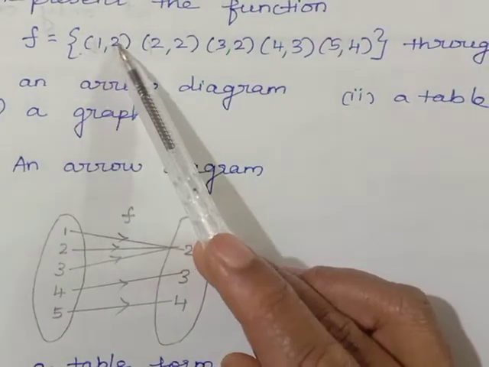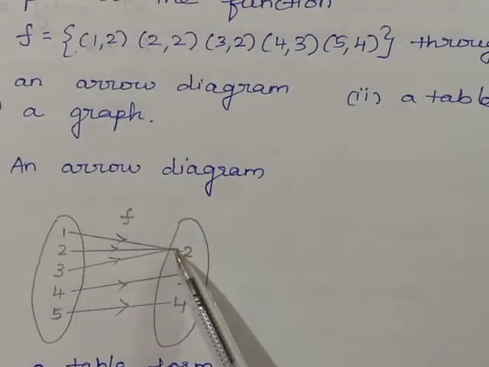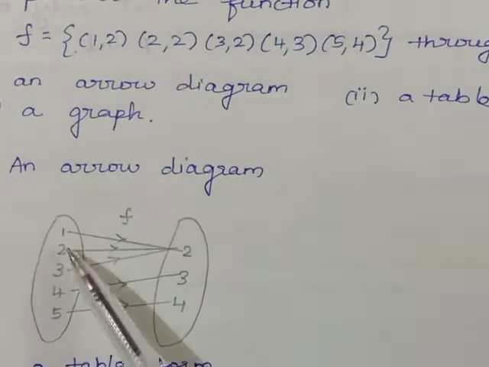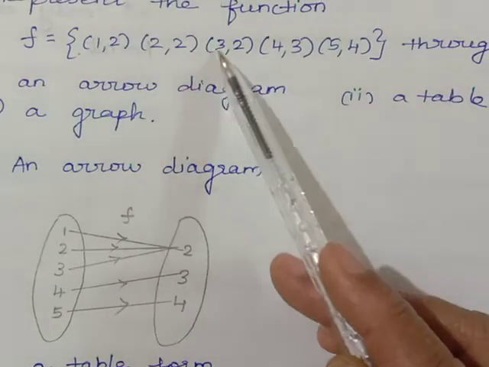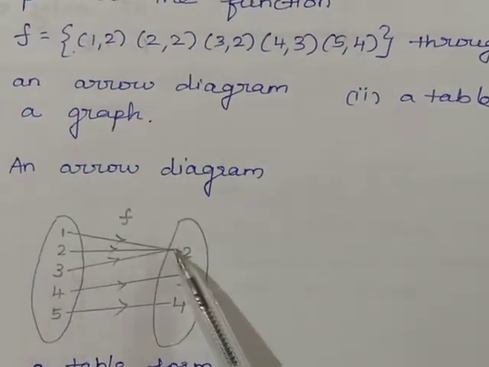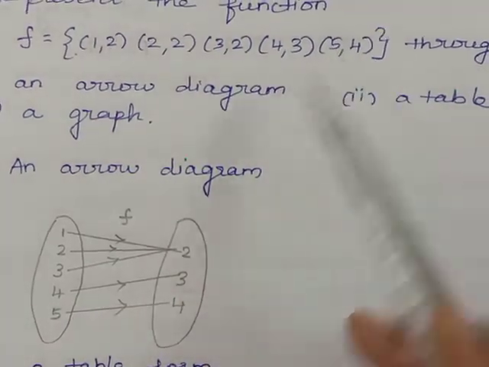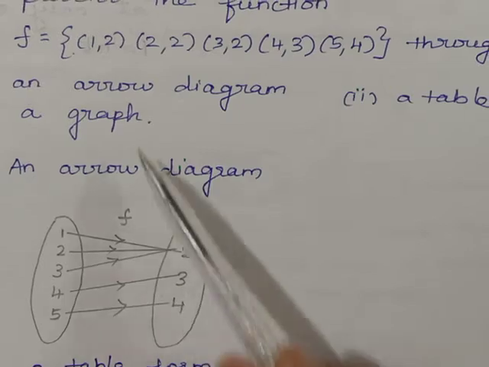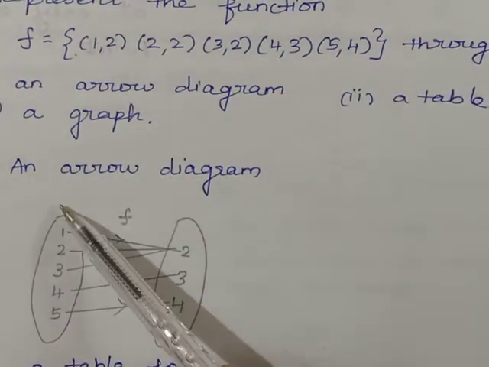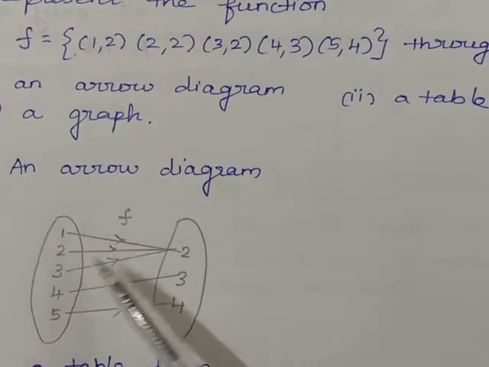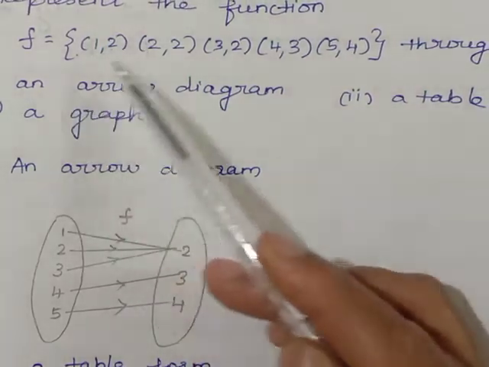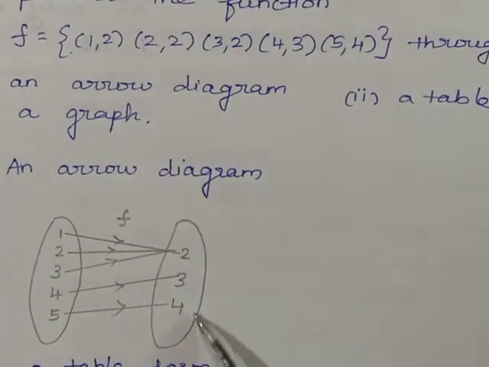So (1,2): 1 is mapped to 2. Then (2,2): 2 is mapped to 2. (3,2): again 3 is mapped to 2. (4,3): 4 is mapped to 3. (5,4): 5 is mapped to 4. The first numbers represent the first side of the arrow diagram. The second numbers denote the other side.